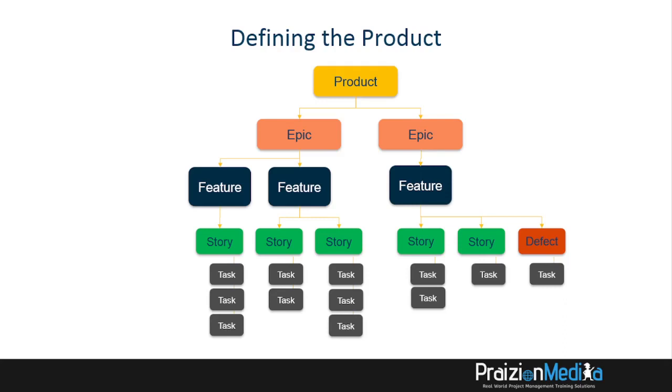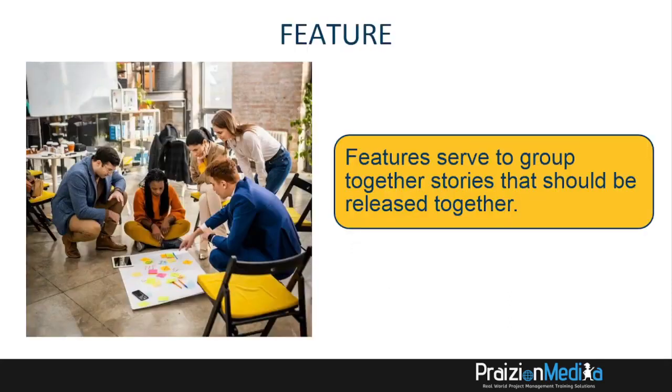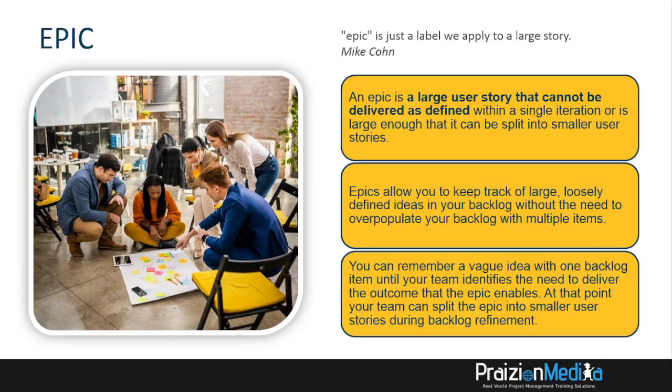Under that, we have the features. When you consider what a feature is, it is really a grouping of stories that helps you in your release. Features serve to group together stories that should be released together. Okay? So, two things. Epics, I like Mike Cohn's very simple definition. Think of it as a label you apply to a large story, a large chunk of functionality that cannot be delivered as defined within a sprint. So it's something we need to break down. It's called an epic. All right?